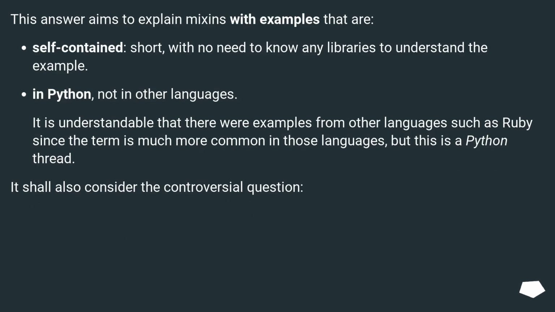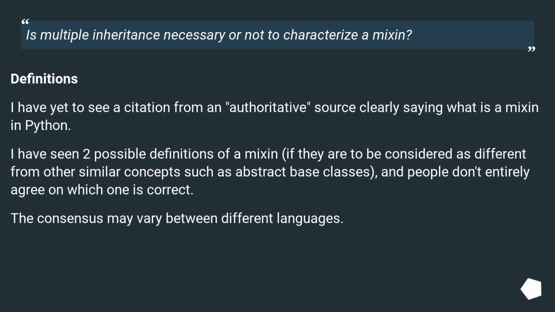This answer aims to explain mixins with examples that are self-contained, short, with no need to know any libraries to understand the example. In Python, not in other languages. It is understandable that there were examples from other languages such as Ruby, since the term is much more common in those languages, but this is a Python thread. It shall also consider the controversial question: is multiple inheritance necessary or not to characterize a mixin?